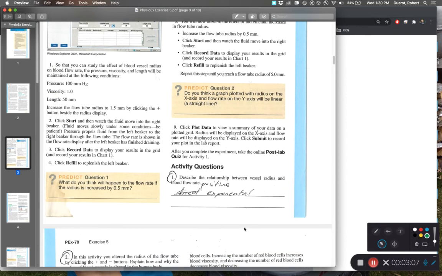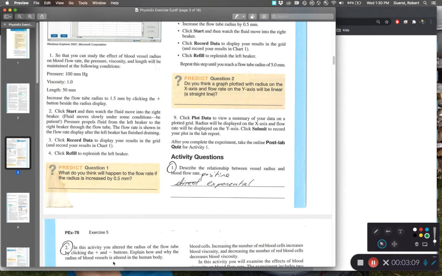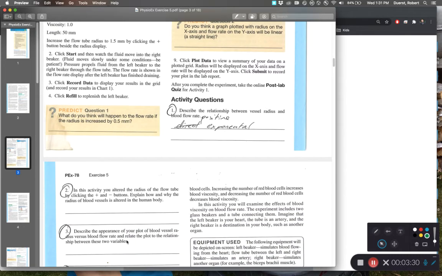Let's look at question number 2. Review question number 2 asks, in this activity, you will alter the radius of the flow tube by clicking plus and minus buttons. Explain how and why the radius of blood vessels is altered in the human body. So we're asking here, how does the radius of a blood vessel change in the human body? The technical terms for this are vasoconstriction and vasodilation. The constriction or relaxation of the smooth muscle within the tunica media of our blood vessels.